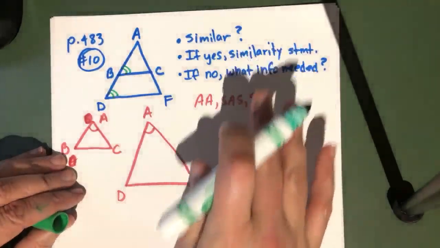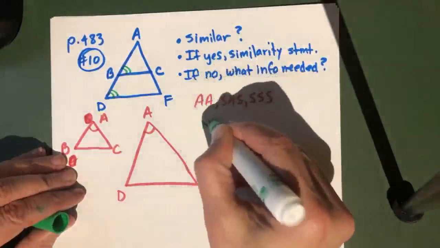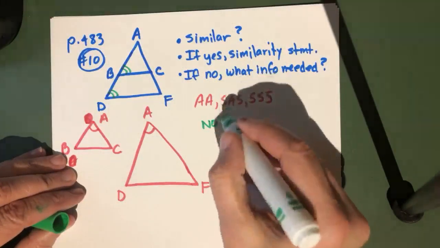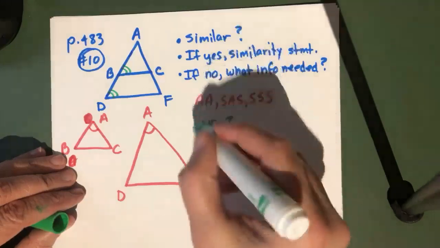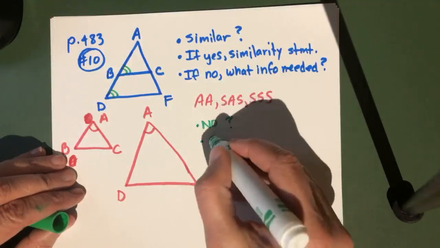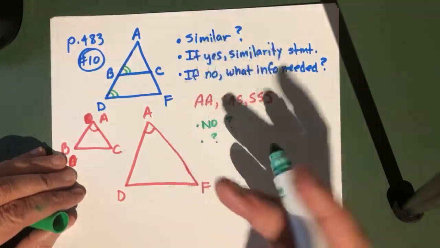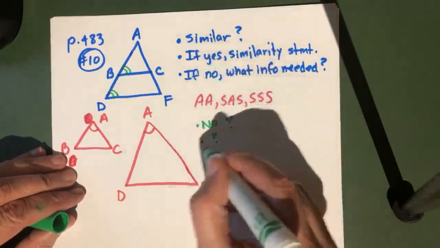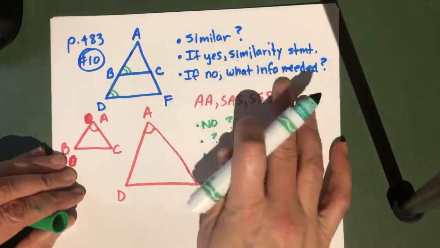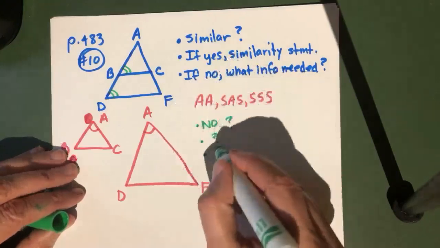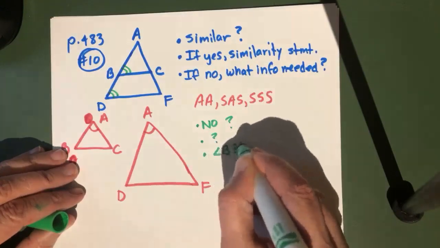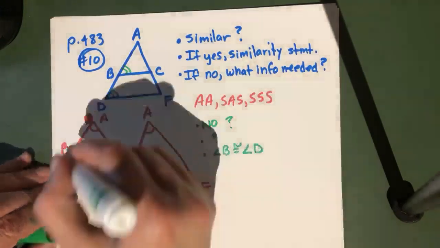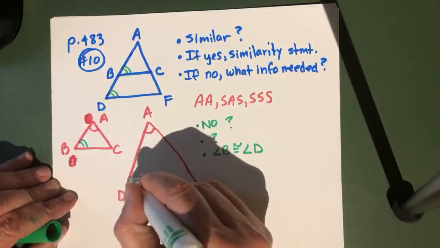So, first of all, are they similar? No. You don't know. Okay. Second of all, I can't write a similarity statement because they're not similar. So there's none. If the answer is no, what information do I need? Well, I would need to know that angle B was congruent to angle D. Now, what could I use?